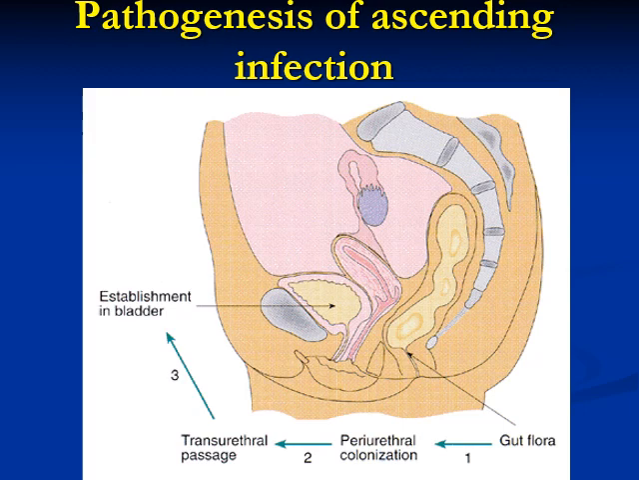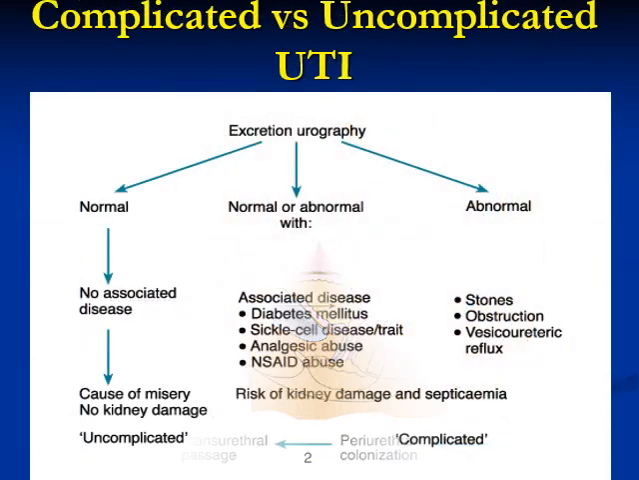This is the most common route of infection of the urinary tract. The gut flora undergo periurethral colonization, then a transurethral ascent, and finally establishment and multiplication in the urinary bladder.